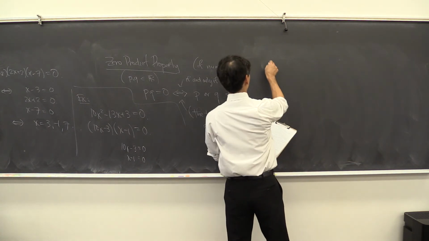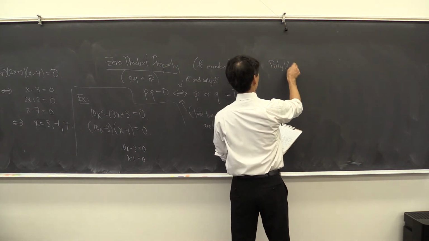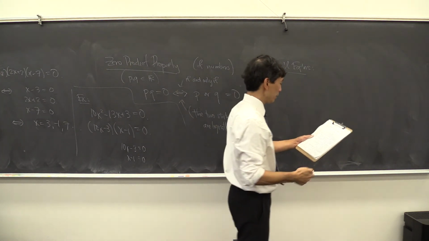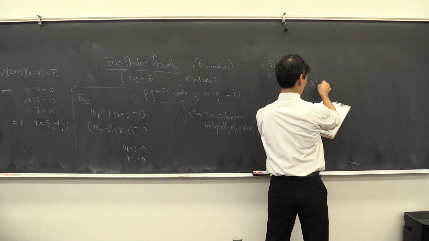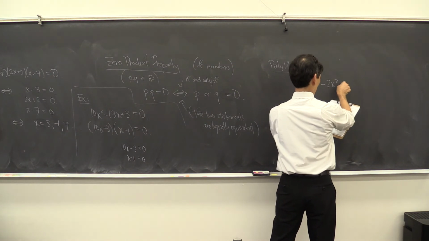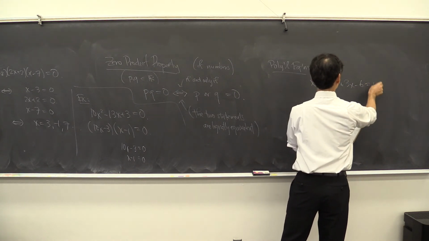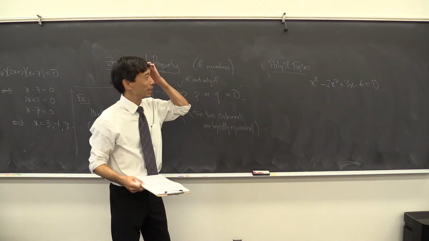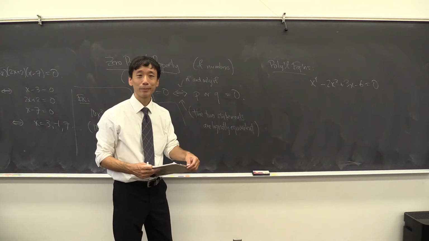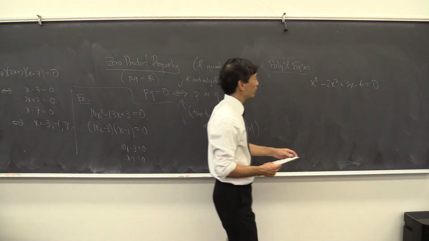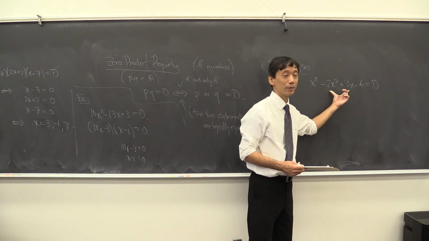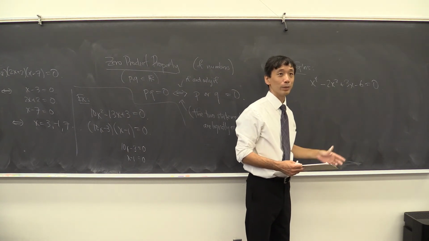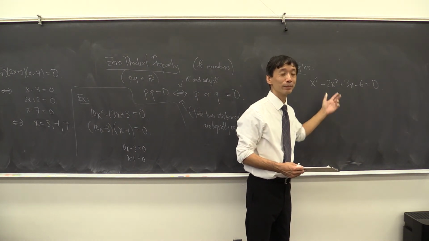Here's a more complicated example, what's called a quartic equation. So x to the 4th minus 2x cubed plus 3x minus 6 equals 0. I think this was on the diagnostic test. I think I asked you to factor this thing on the left. Anybody want to factor that for me?